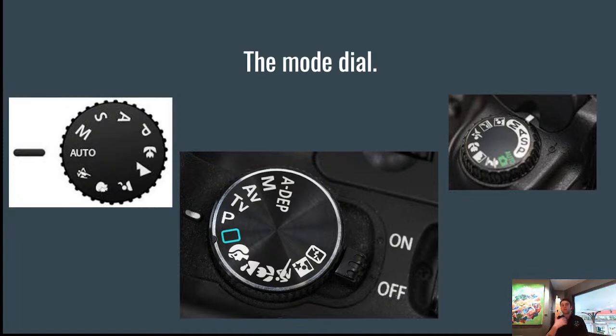So it's very important to understand the mode dial. When you're just beginning, stick with auto, and then eventually when you get more comfortable, I always recommend doing manual last. Learn aperture and shutter priority first, and then manual. And we're going to talk about all of those things in some of the next slides.